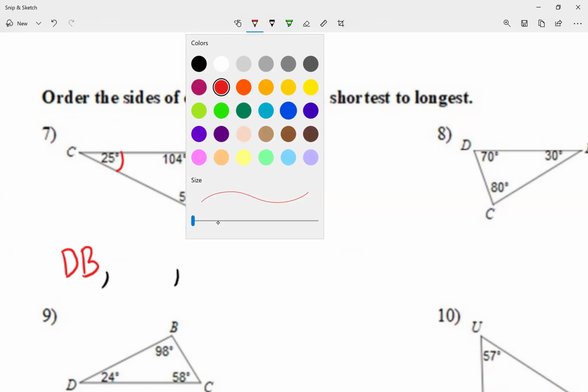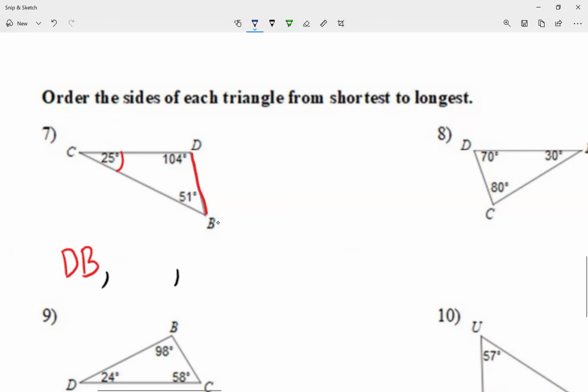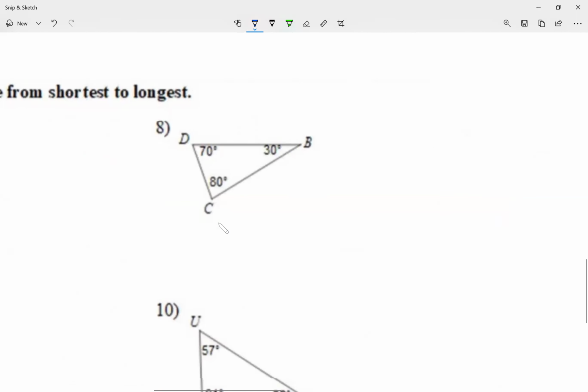What about the medium side? I'm going to choose a green one here. I'm gonna say 51 is the medium angle. So the medium side will be the side CD. And then the biggest angle is 104. So the biggest side will be the side CB. I don't know how big each of these sides are, but I do know which one's smallest and which one's longest. All right, having that said, let's take a look at number 8.